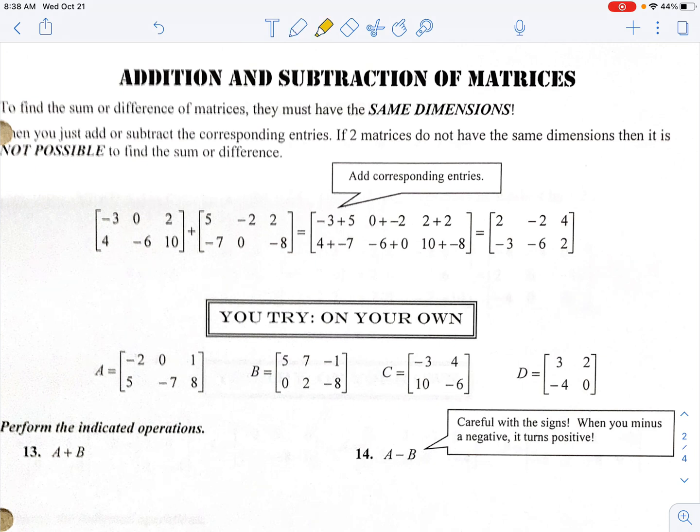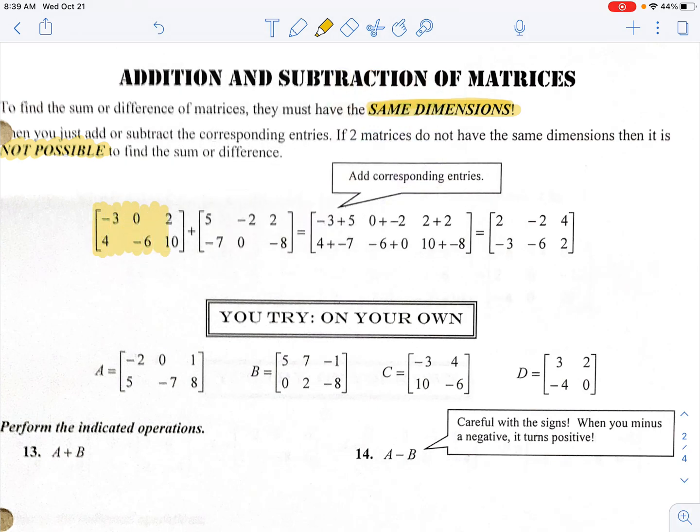Up next, we have addition and subtraction of matrices. In order to do any addition or subtraction, the matrices have to have the exact same dimensions. You cannot do this if they don't have the same dimensions. It can't be a 2 by 3 and a 2 by 2; they have to be the same dimensions. If they're not, you write not possible.